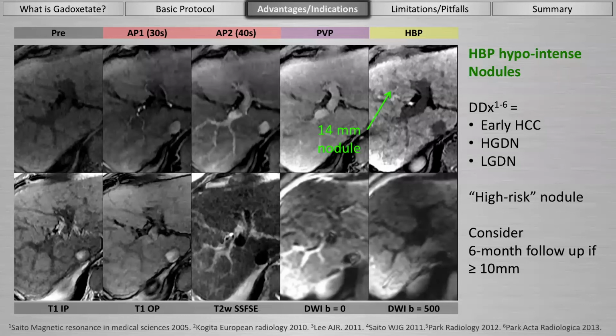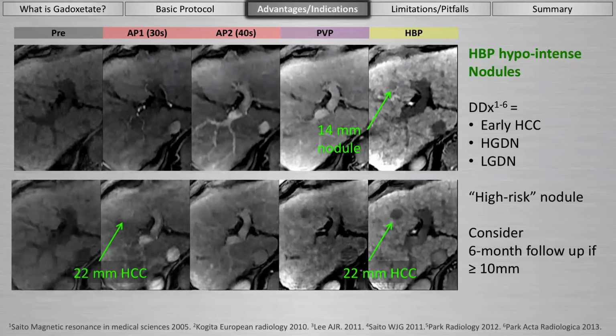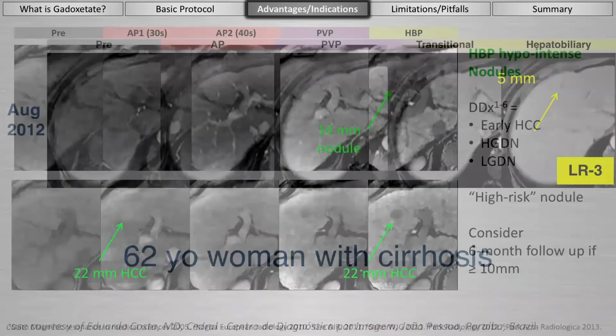In the literature, it turns out that about half of these are high-grade dysplastic nodules, and about half of these are early HCCs, and these have a pretty high risk of malignant transformation. So whenever we see them, we get a 6-month follow-up. In this particular case, we got a follow-up 9 months later, and here's the follow-up. 9 months later, it grew from 14 millimeters to 22 millimeters, and now notice that it has hyperenhancement. So it's now a full-fledged progressed HCC that needs to be treated right away. So detecting this was helpful because it alerted us to the fact that this patient is at risk for HCC development, and it allowed us to get a prompt, 6-month, or in this case, 9-month follow-up.